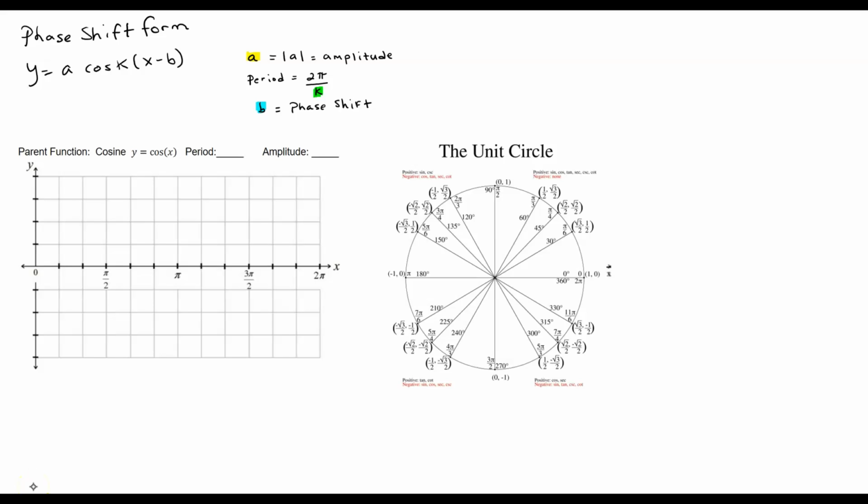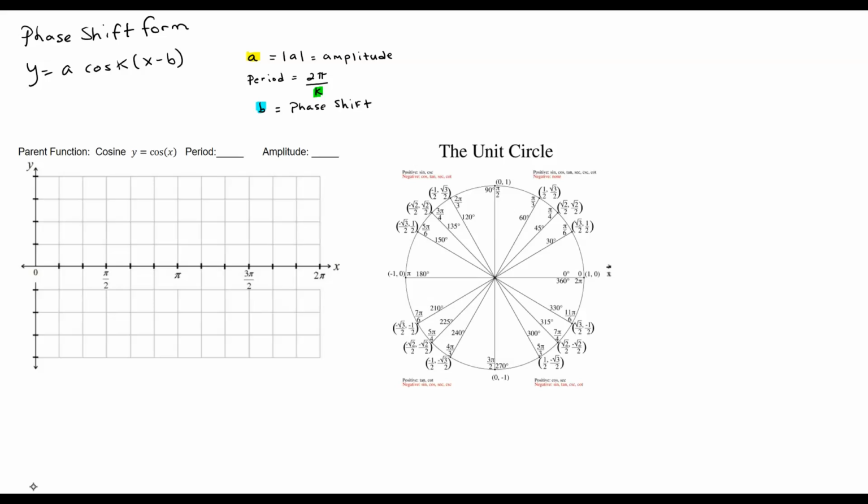Now we're going to be taking a look at the parent function for the graph of y equals the cosine of x. So before we do this, let's discuss the phase shift form of the cosine graph function. What we're going to do is analyze this piece by piece and dissect each component of the cosine function.